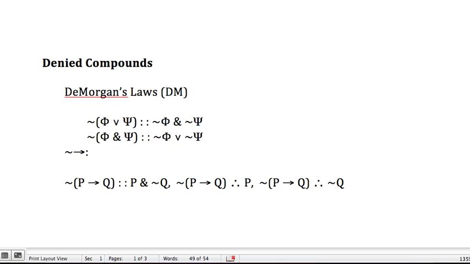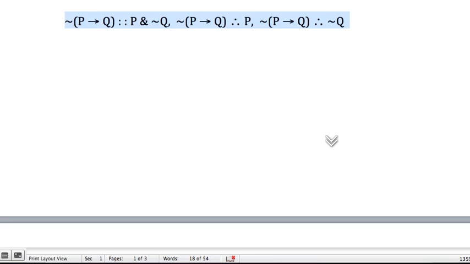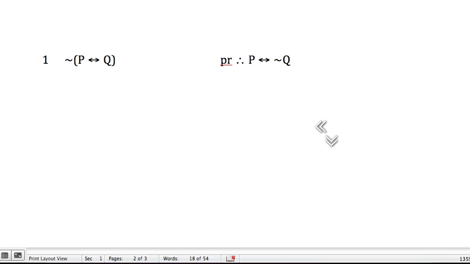So far we have rules that take us from the denial of a disjunction to something useful, from the denial of a conjunction to something useful, and from the denial of a conditional to something useful. All of these rules help us move through proofs efficiently, but we've got one more two-place or binary connective, and that's the double arrow. So we need a rule there.